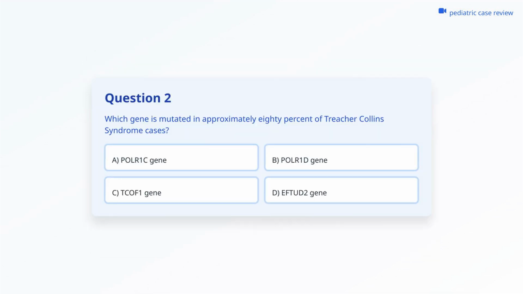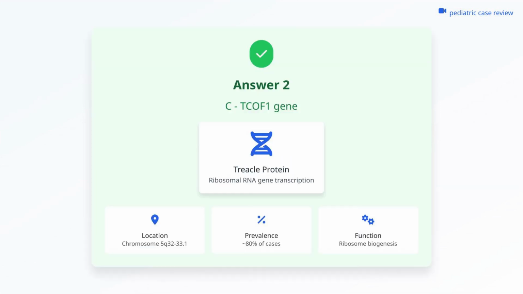Question 2. Which gene is mutated in approximately 80% of Treacher Collins Syndrome cases? Option A, PULR1C gene. Option B, PULR1D gene. Option C, TCOF1 gene. Option D, FTUD2 gene. Think about the most common genetic mutation associated with this craniofacial syndrome. The correct answer is C, TCOF1 gene mutations account for approximately 80% of cases.